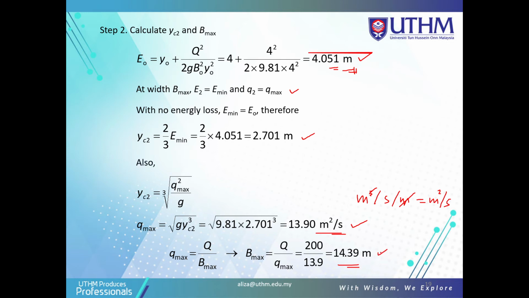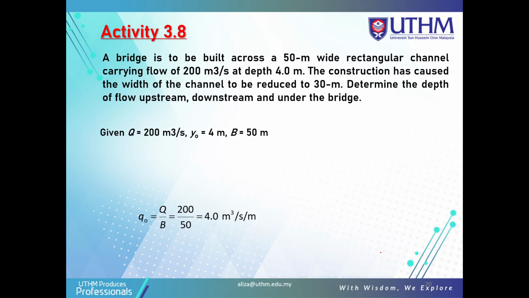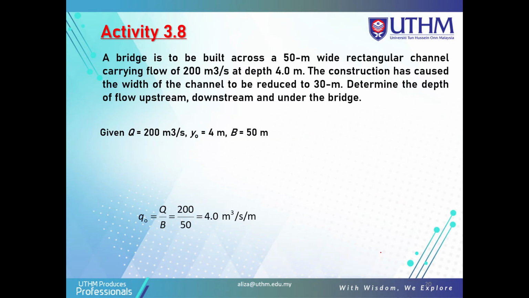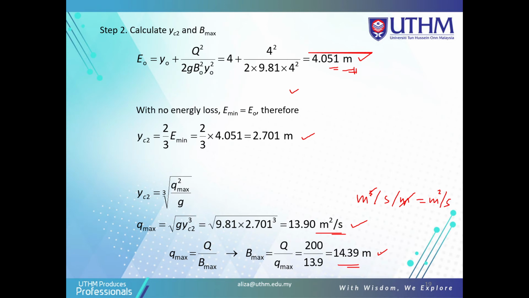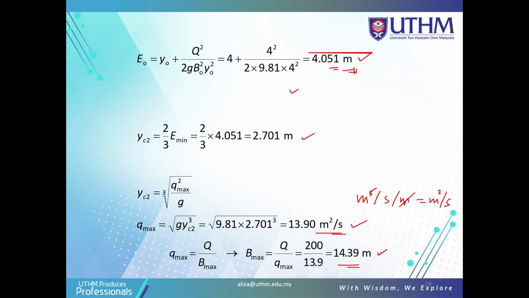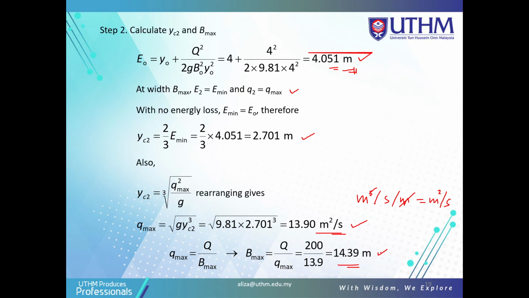Now we look at the steps. After you get step 2 here, because the question is just to get the water level that will not be influenced, for the span, what is the minimum width? The minimum width is B. We get the B max here. So now we look at the example activity 3.8.